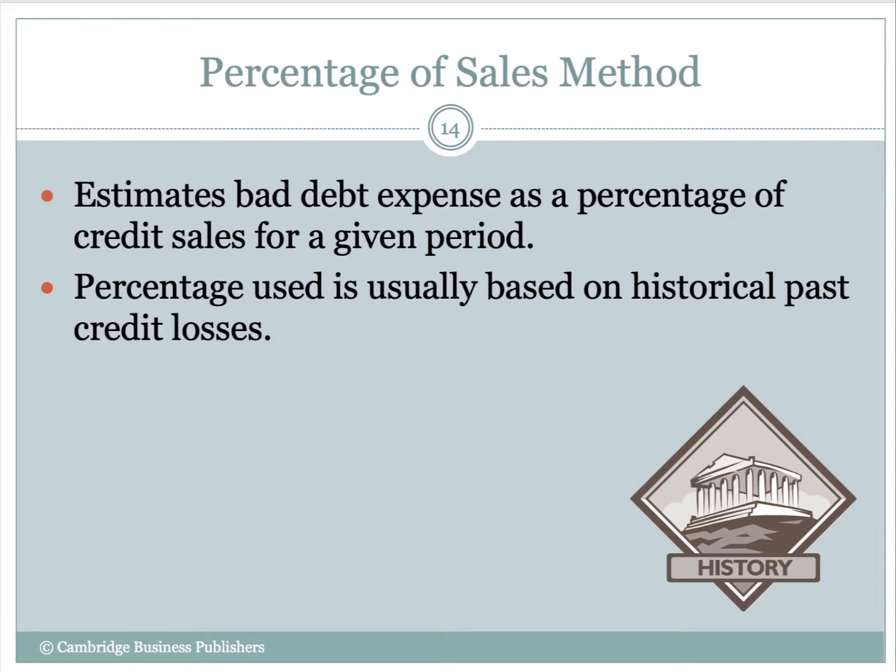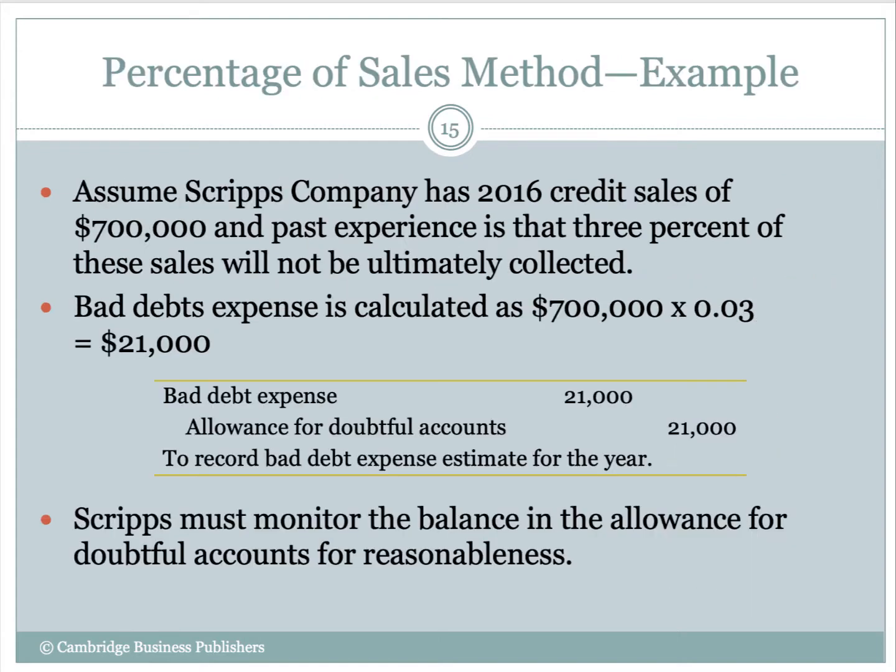First way, we're going to look at the percentage of sales method, right? This allows us to estimate the bad debt expense as a percentage of credit sales for a given period, okay? So it is very important to recognize that the bad debt expense is a percentage of credit sales, not total sales, credit sales for a given period, okay? The percentage is usually going to be based on some historical credit loss that we had.